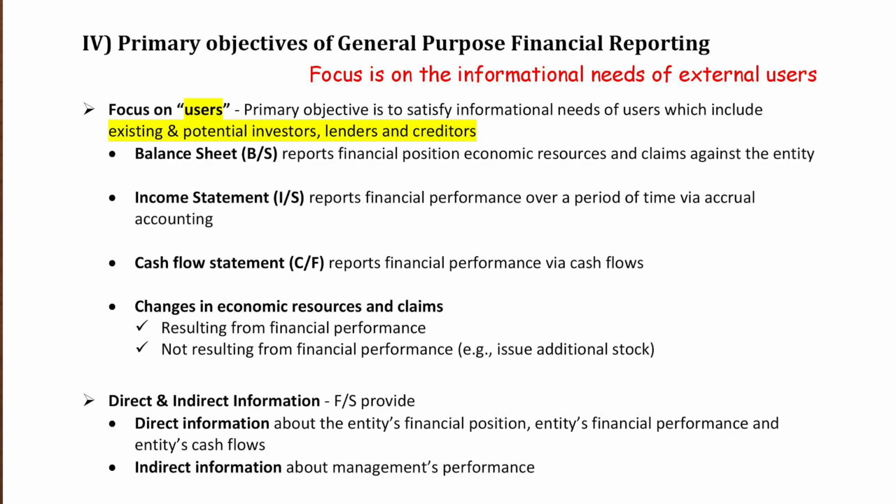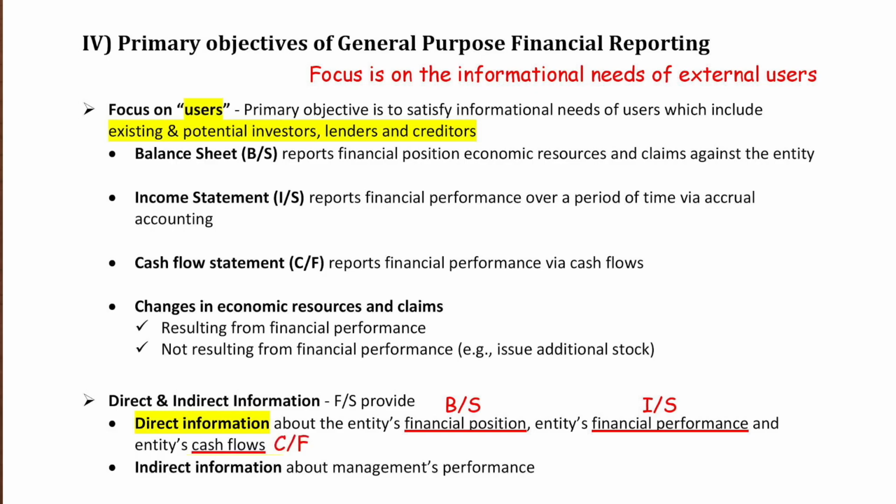Now, when the users look at those financial statements, they look at the financial reporting, they get direct as well as indirect information. Direct information is about the entity's underlying financial position. Now, financial position comes in from the balance sheet or B/S. Again, when the users look at the financial statements, they also get to know about the entity's underlying financial performance, which typically they get to know from the income statement, I/S. And the users also get to know about the entity's underlying cash flows, C/F. That's typically from the statement of cash flows.